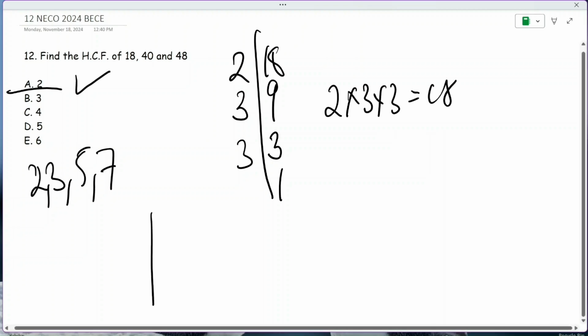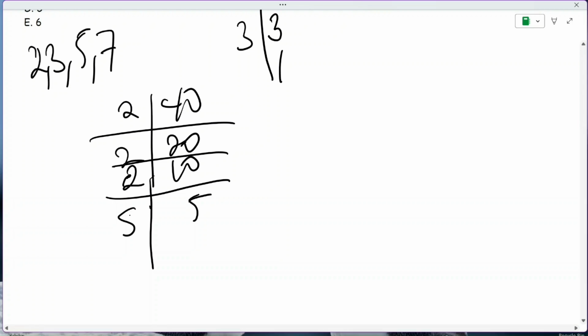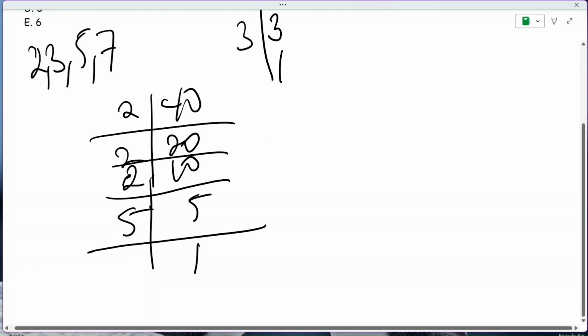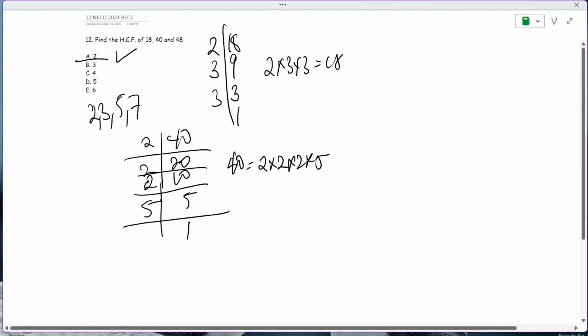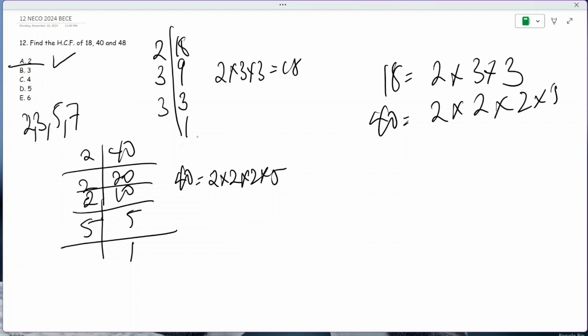Then we'll take the next one, which is 40. 2 in 40, that's 20. 2 in 20, that's 10. 2 in 10, we have 5. 2 can't go in 5, 3 can't go in 5, then 5 in 5, which is the next prime number, 1. So 40 as a product of its prime numbers is 2 times 2 times 2 times 5. So we know 18 is 2 times 3 times 3, and 40 is 2 times 2 times 2 times 5.